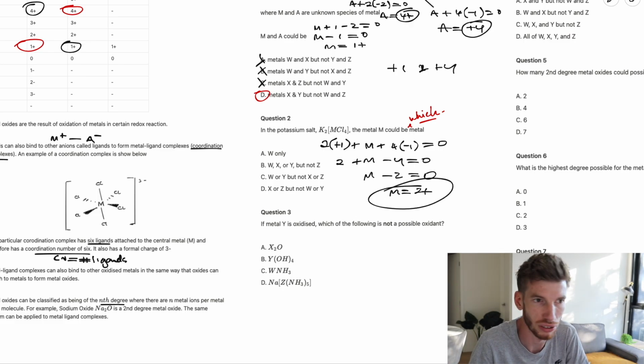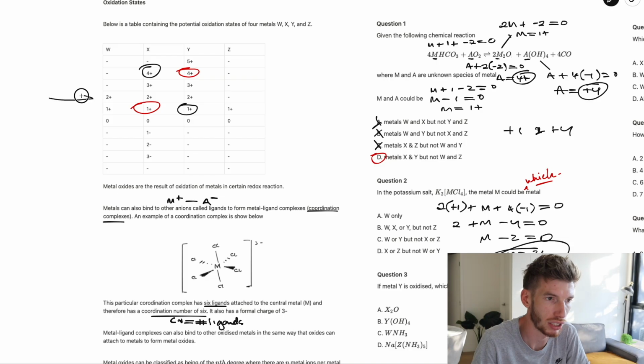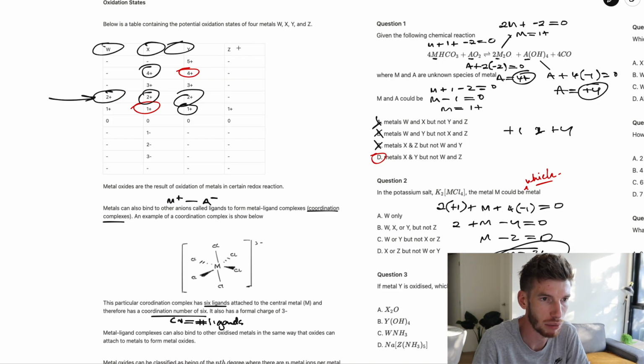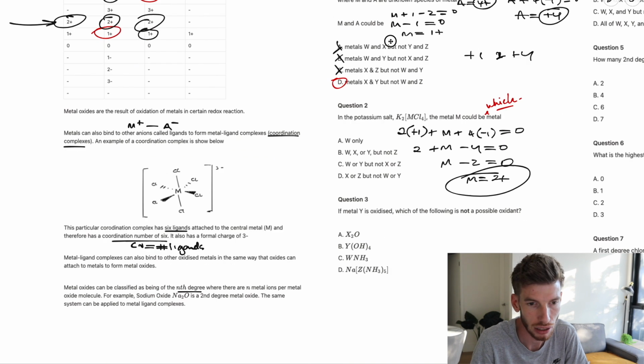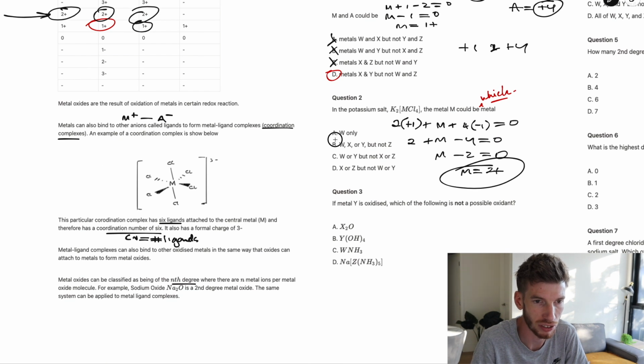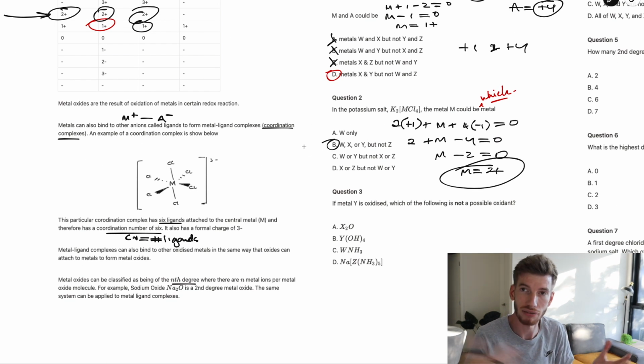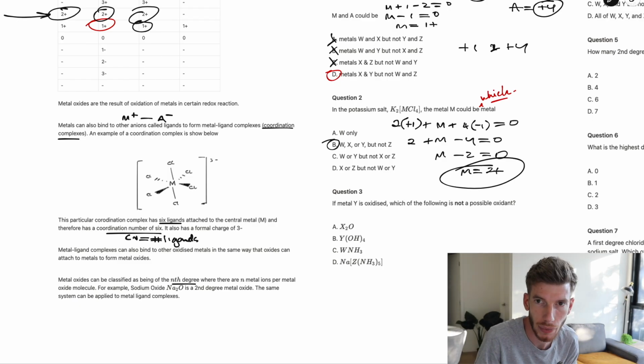So it has to be able to form the 2 plus state. So now I go, what metals can do that? And I run along this row here and I can see bang, bang, bang. Could be W, X, or Y, but not Z. So I look for my answer, W, X, or Y, but not Z, and then B. So I didn't have to test every single one on that.